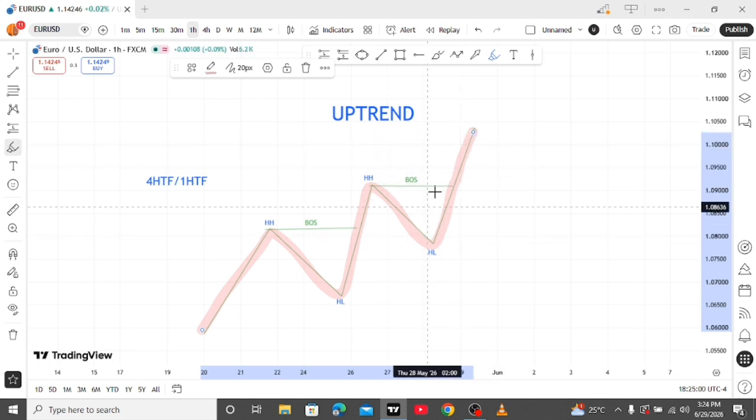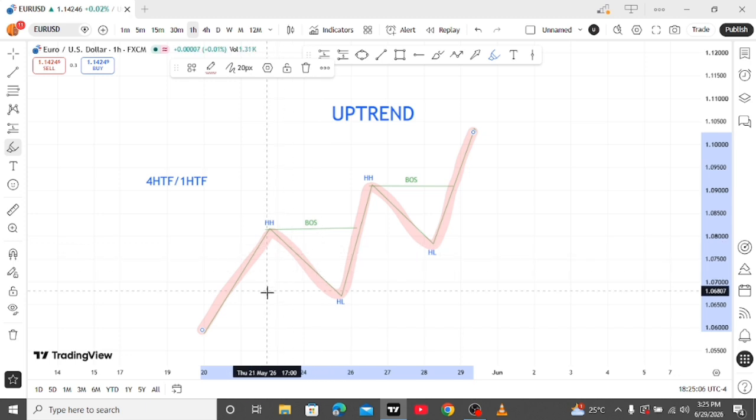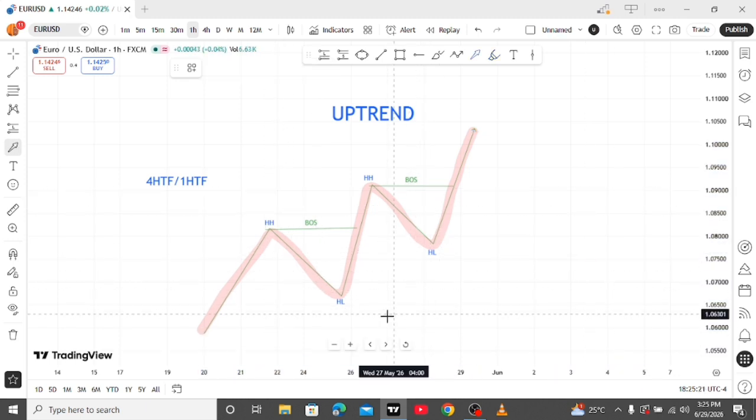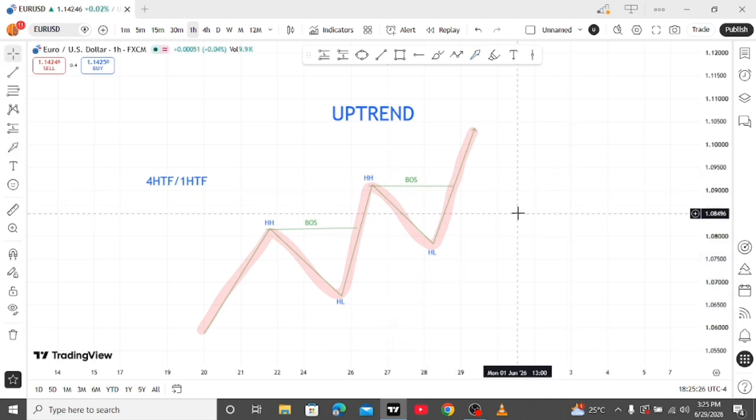So these are your breaks of structure. They are like confirmation that the markets are really going up because the market keeps breaking the highs to the upside. So this is an uptrend because the market is going up. And when the market is going up, what do we do? We buy. Do you understand? When the market is going up, we buy. All we should be thinking is buy.